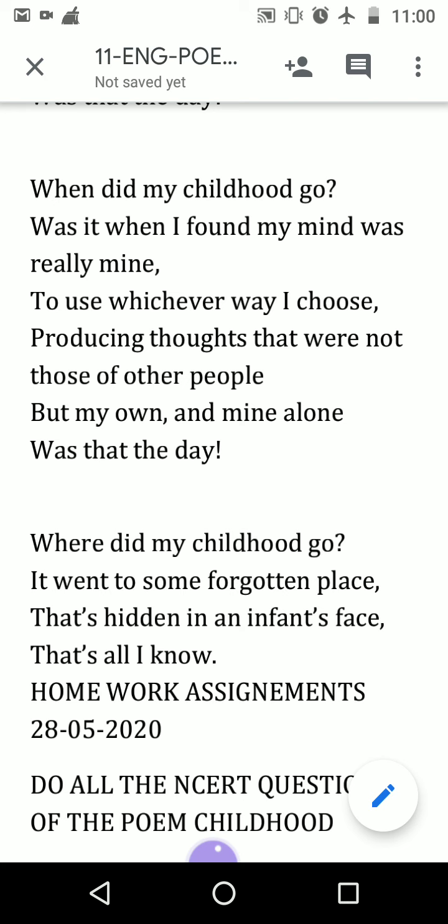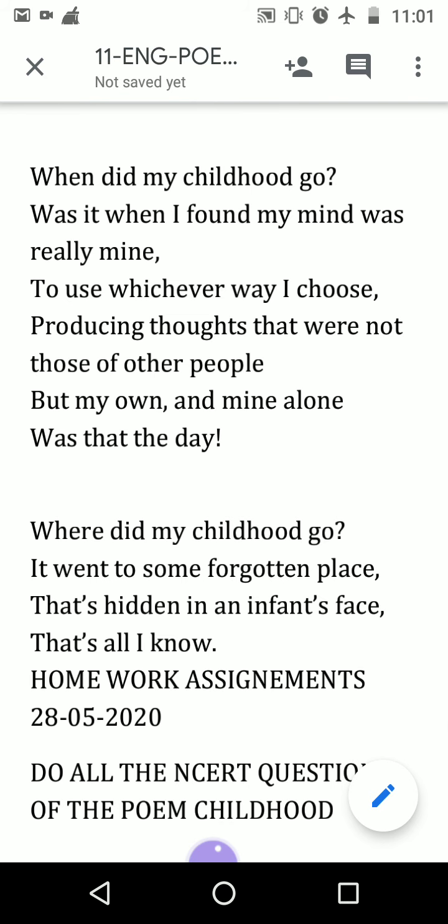At the same time, you must explain this poem in your own words. The first homework assignment is to explain the poem in your own words. In your own words refers to what? Means what did you get? How did you find this poem? What is the approach of this poem? What is the direction of the poem? What is the narrator trying to say? What did you understand about this poem? Everything from your own point of view. You just give an explanation of this. The second thing you will do is the NCERT questions, obviously.